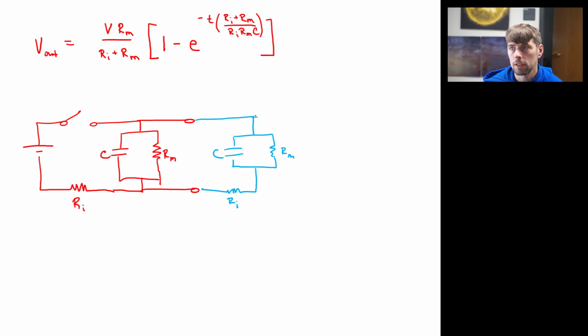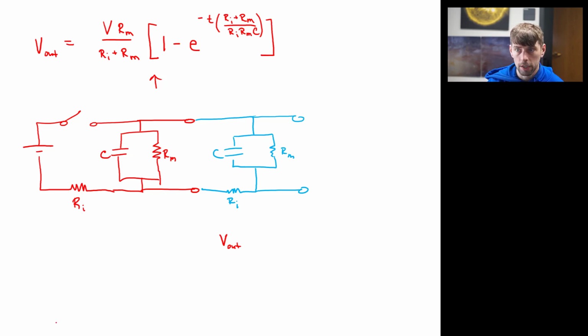Okay. And then you could keep going, right? So you could imagine stringing these all together. Now, for the red one, you can say, hey, wait a minute, V out is given by this expression. Now, for the blue one, what was V, the input potential here? The input potential for the blue circuit is the output potential from the red circuit.